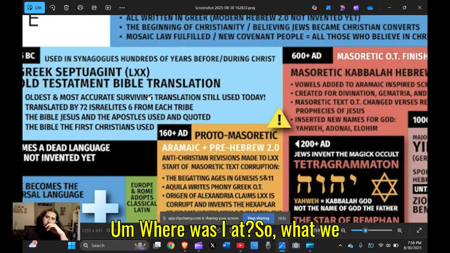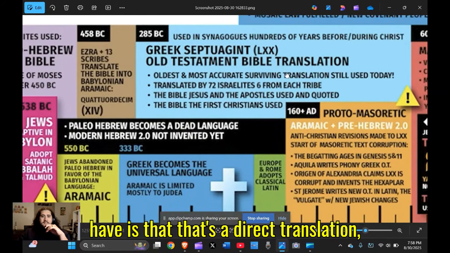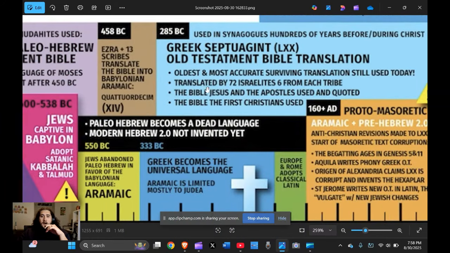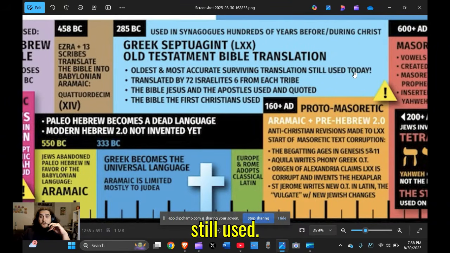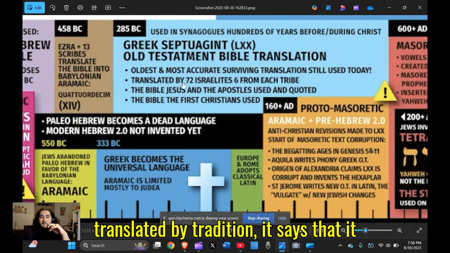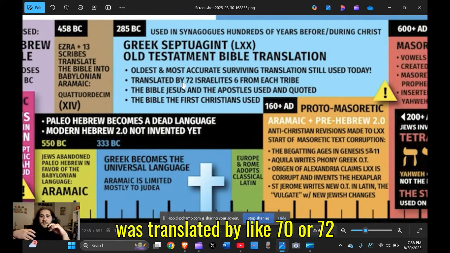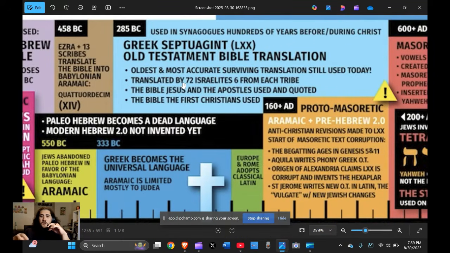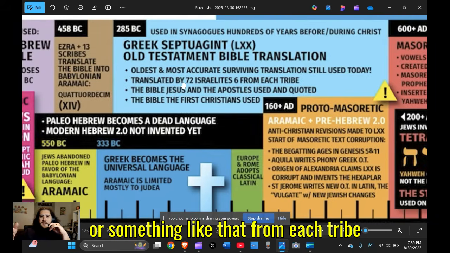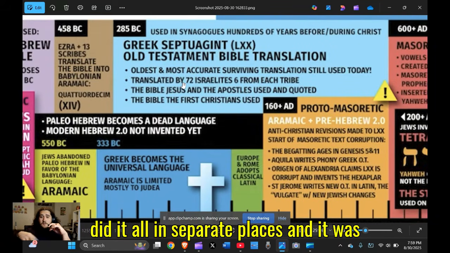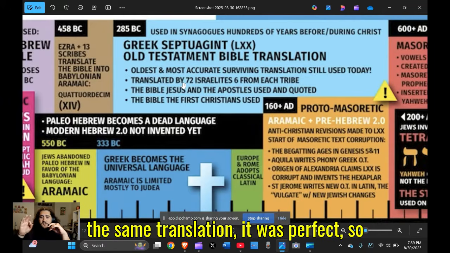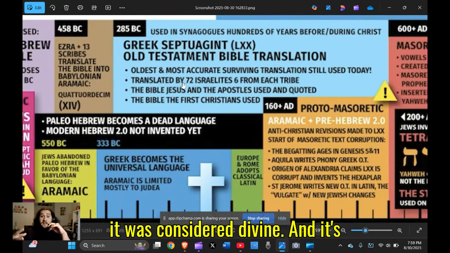So what we have is that that's a direct translation. It makes it the oldest and most accurate surviving translation that's still used. By tradition, it says it was translated by like 70 or 72 scribes from each tribe. It was perfectly translated, and they did it all in separate places, and it was the same translation. It was perfect, so it was considered divine.